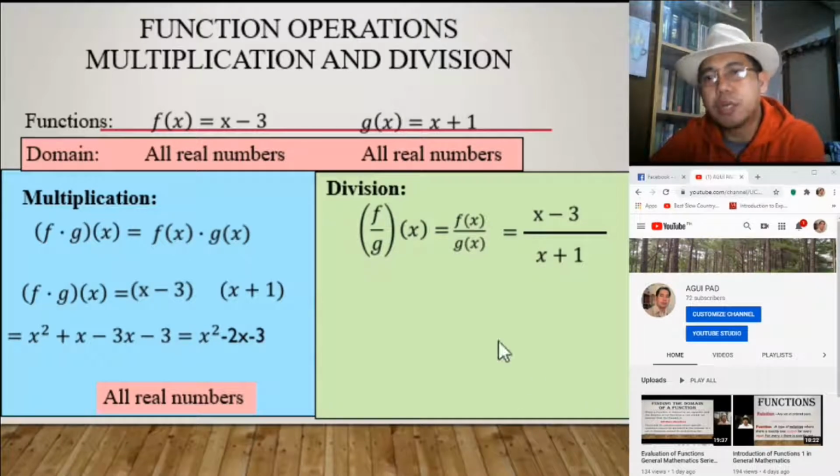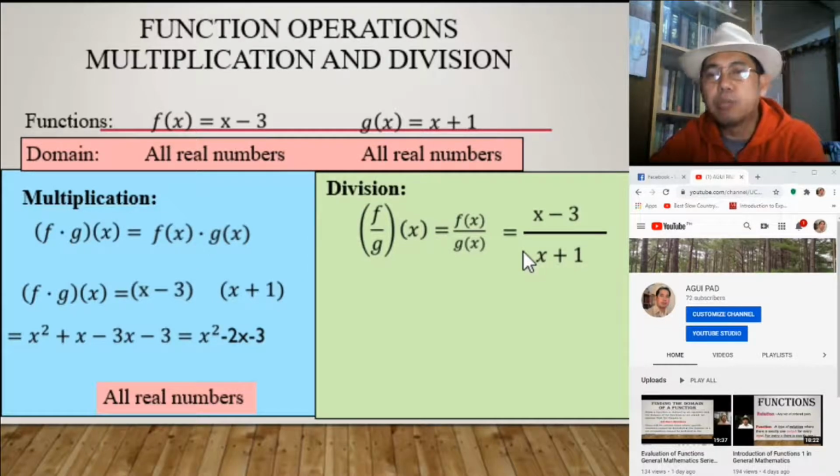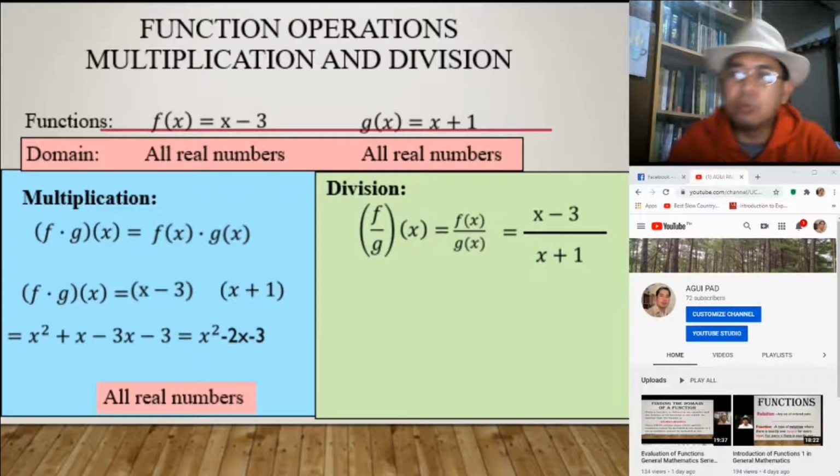So as you can see, f of x, the definition is x minus 3, and g of x, the definition is x minus 1. Now, the result is already in its simplified form, so that would be the final result. Now, what would be the domain of the function?